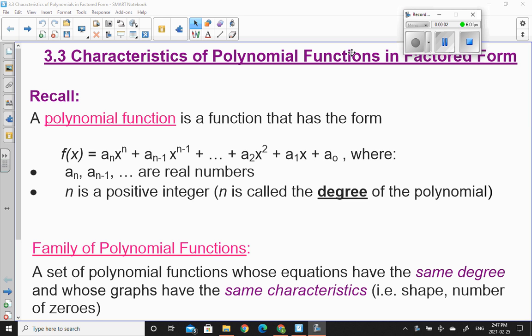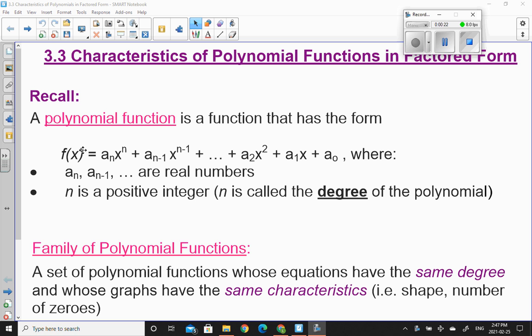Okay, lesson 3.3 is on the characteristics of polynomial functions in factored form. So a lot of factoring, coming back and looking closely at the characteristics of a polynomial function that you can tell when it is in factored form.